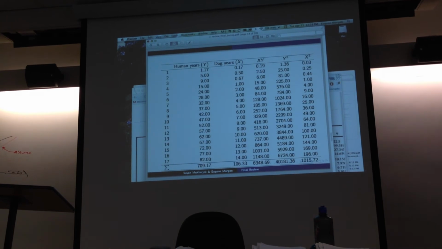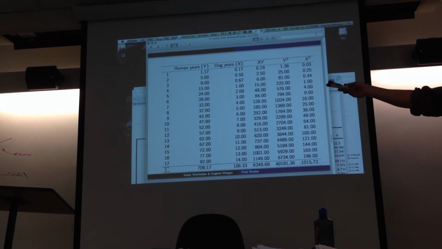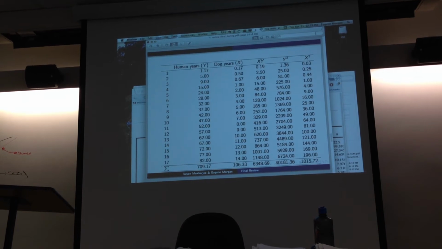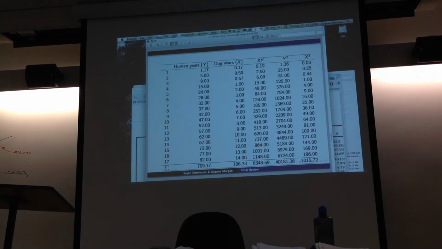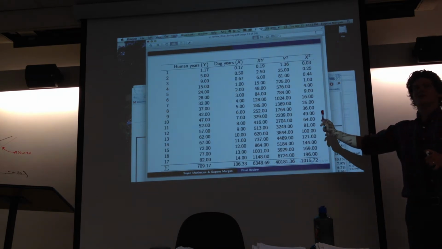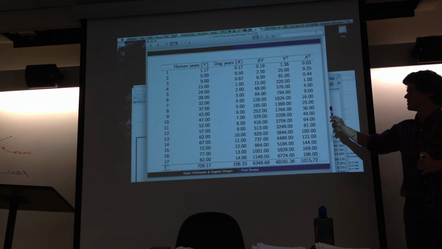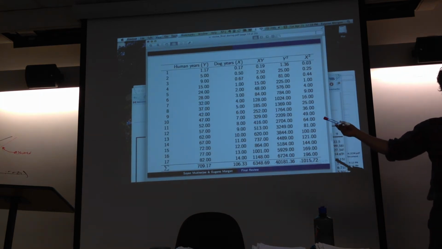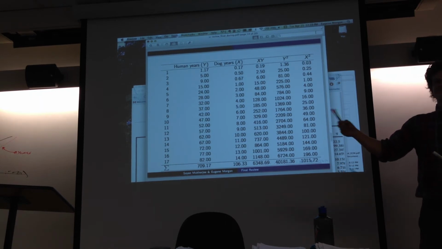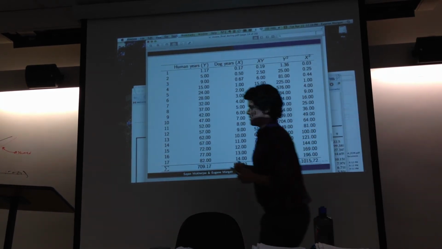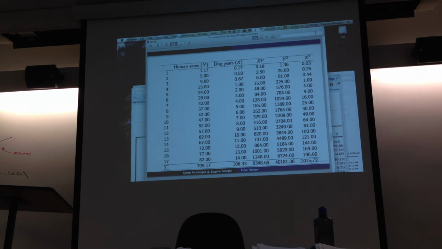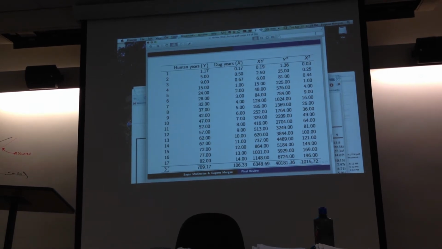So let's say we want to fit a line to the real data and figure out what the true general slope should be, the true general ratio of human years to dog years. So why don't you guys work in groups and find our least squares estimate of the parameters for this model. And I left something out of our model right here. What did I leave out?